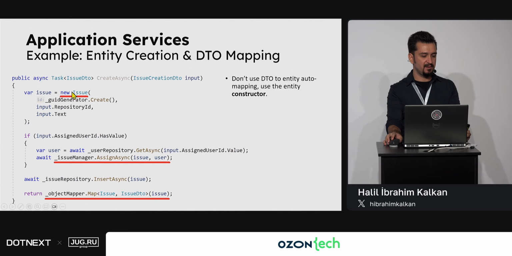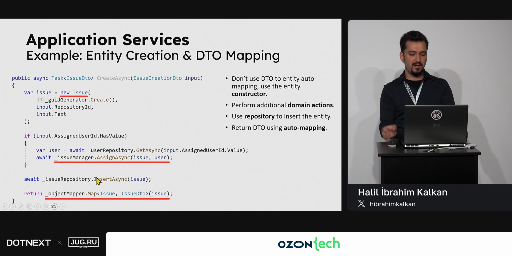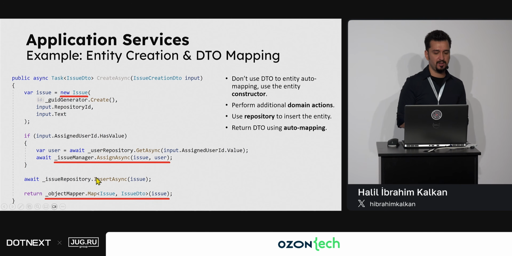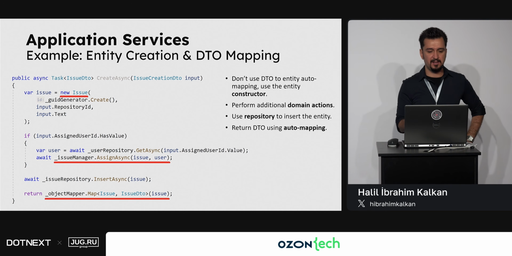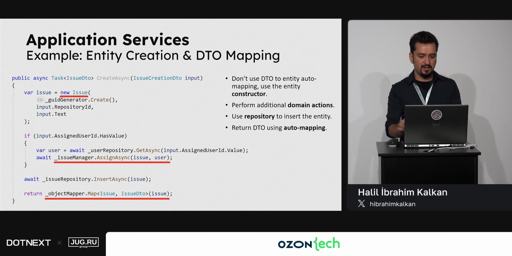Here, just create the entity with minimal state, implement other additional domain actions or business rules if necessary, save the entity to the database, and finally return data transfer objects. You can just use auto mapping in this case. So this is a good example of how to create an entity typically. If the entity has much more complexity, this code will be longer, but the general logic will be very similar.